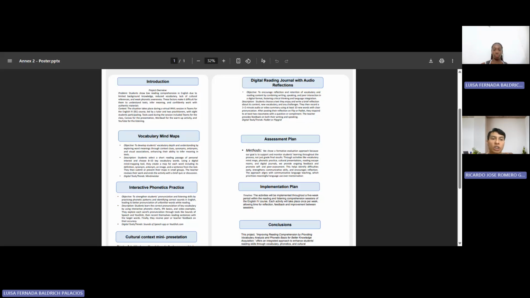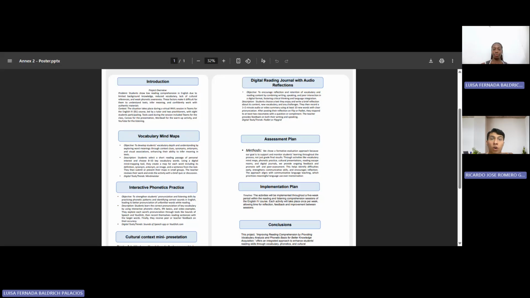In our conclusions, we highlight that the project helps solve the main problems that students face in this situation: limited vocabulary, lack of cultural knowledge, and also, of course, pronunciation difficulties. By working with vocabulary, phonetics, and cultural topics, students improve their reading comprehension and feel more confident when reading in English and also when speaking the language.